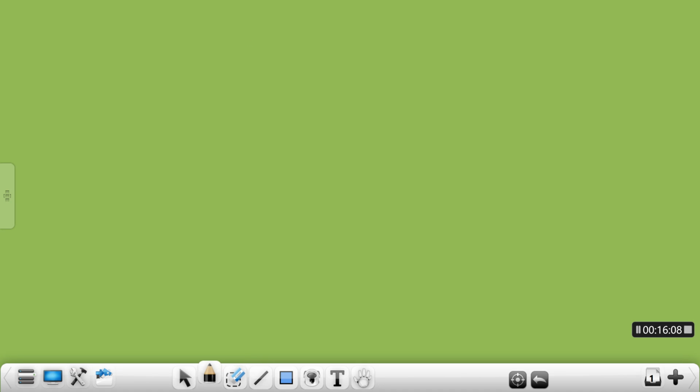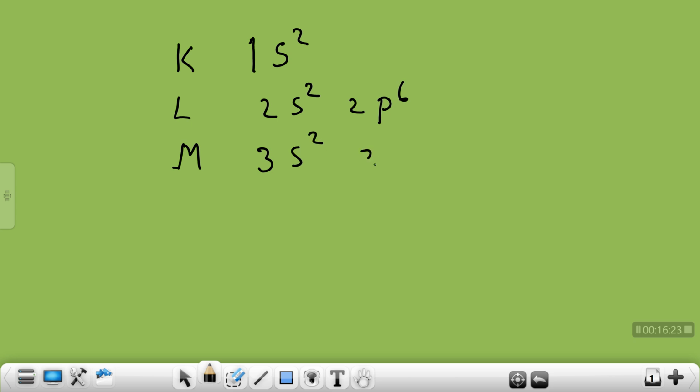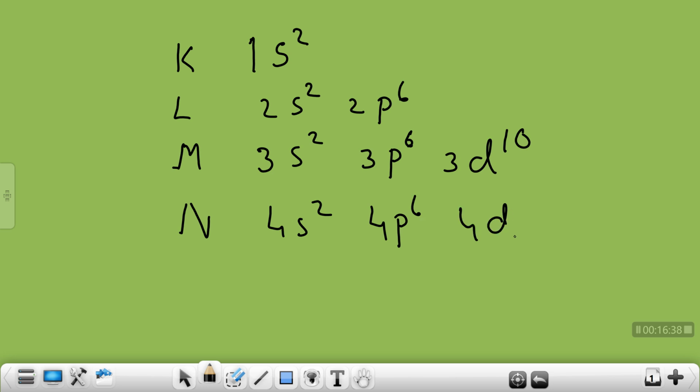Now see, 1s2 K shell, then L, 2s2 2p6, then M, 3s2, 3p6, 3d10, then N, 4s2, 4p6, 4d10, 4f14.